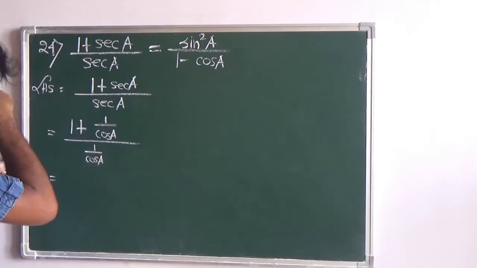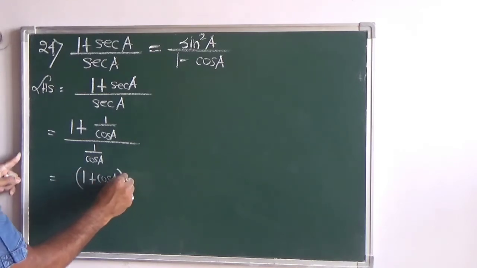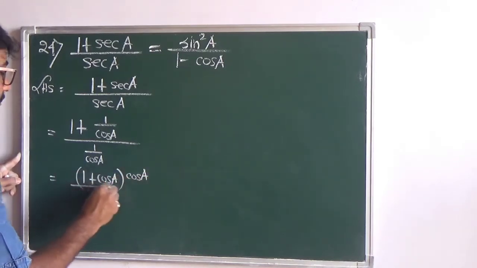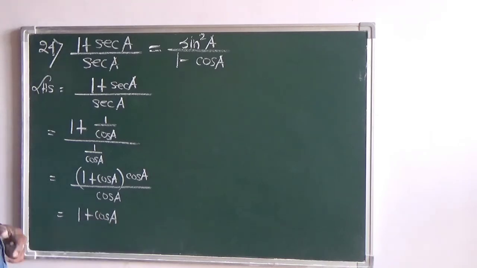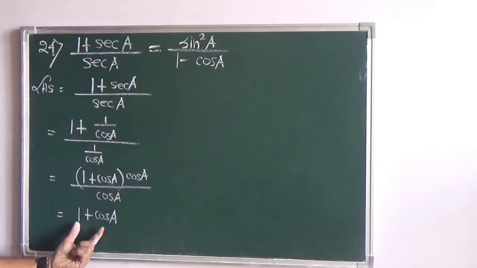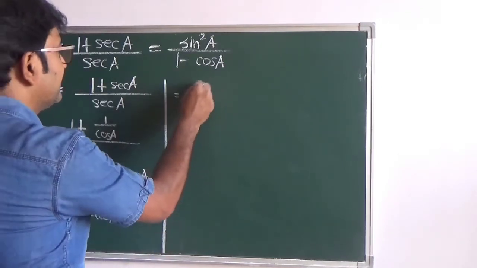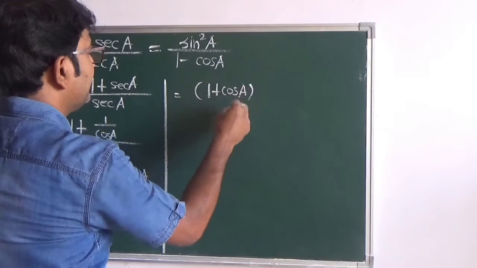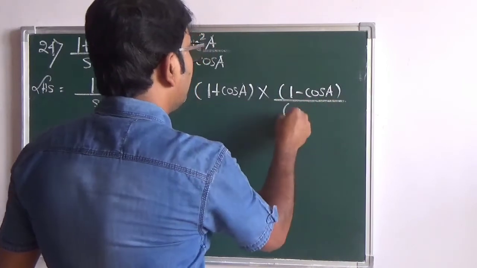So this becomes 1 plus cos A into cos A by cos A. So that is 1 plus cos A. We have reached this particular point. Now if you look at the final result, in the denominator we have 1 minus cos A. So here, if you multiply both the numerator and the denominator with 1 minus cos A, let us see what happens. So this is 1 plus cos A multiplied by 1 minus cos A by 1 minus cos A.